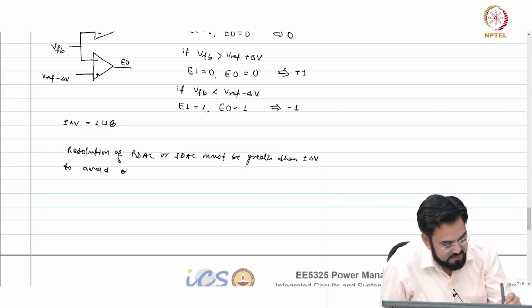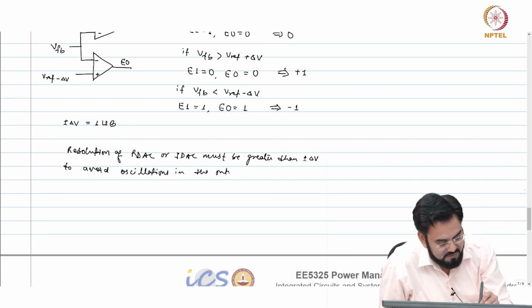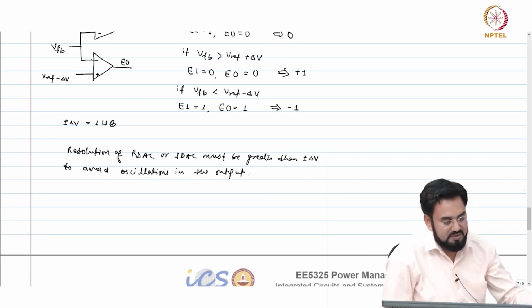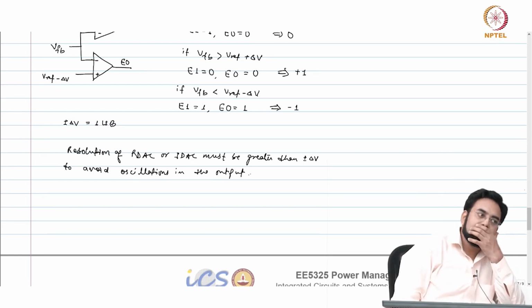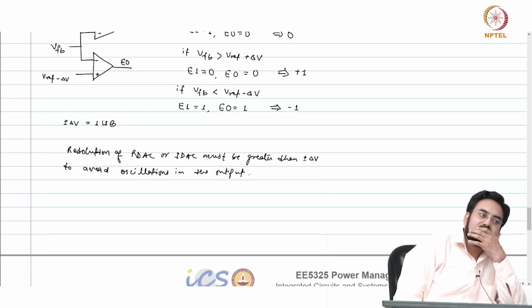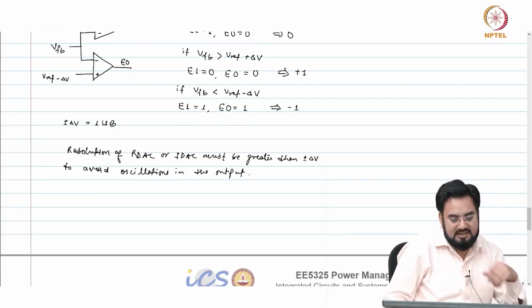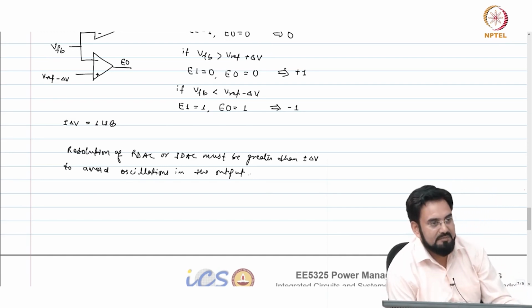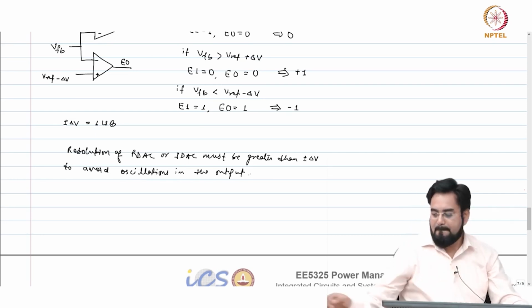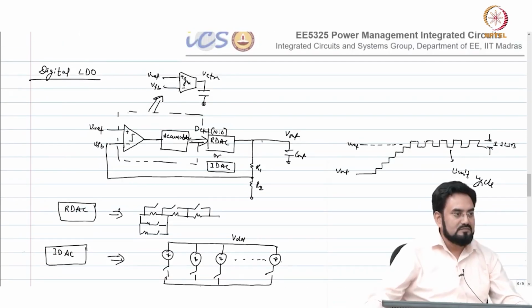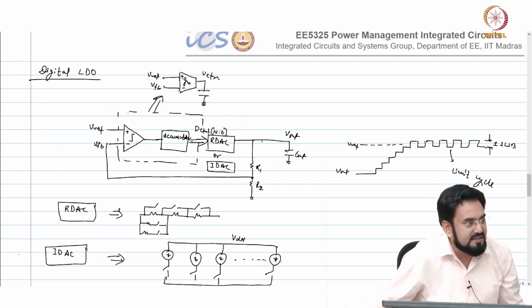To avoid oscillation in the output. Okay. So, how will you define the worst case LSB here or resolution at a maximum load or minimum load? Your LSB will be, because at minimum load your R out is very high.